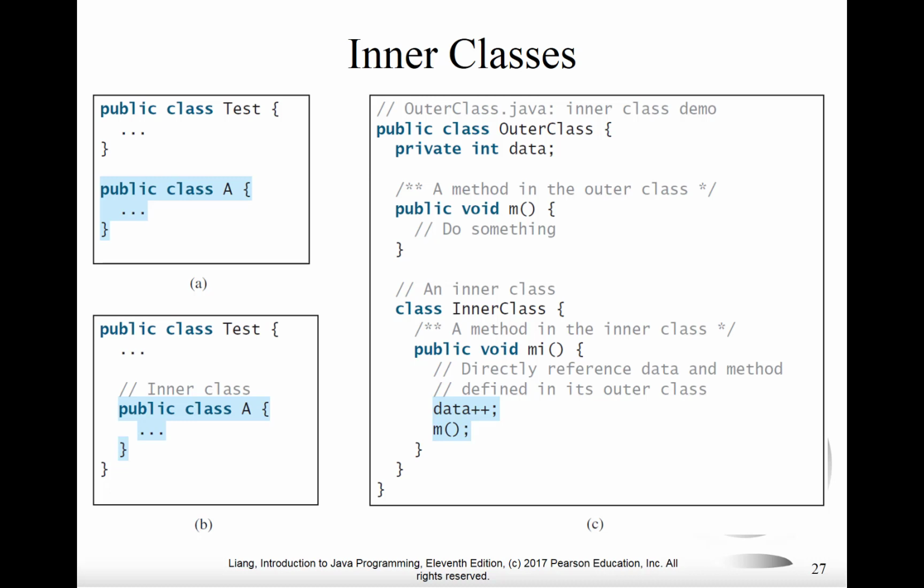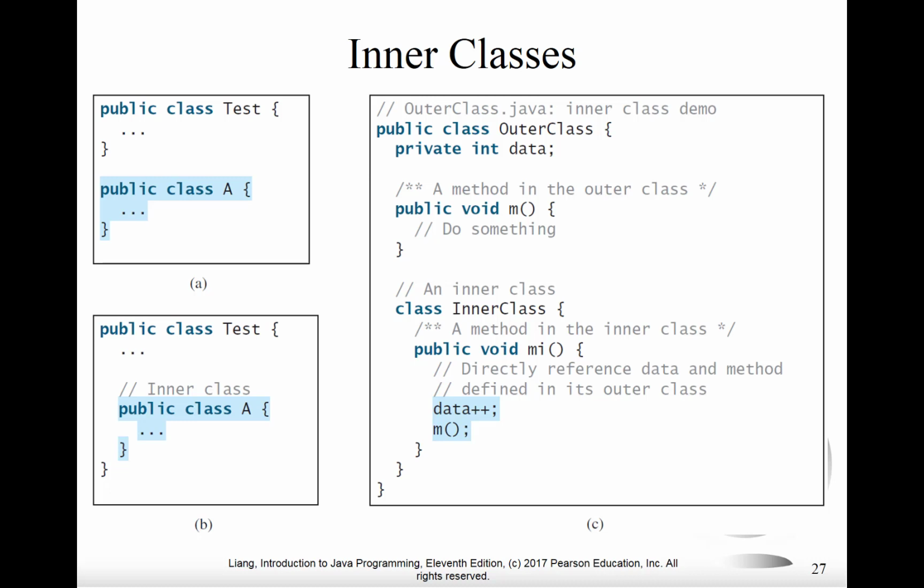First of all, take a look at the private data member at the top of outer class. We have private int data. Normally, that is not going to be accessible to other classes, but because this inner class is inside of this class, it has access to it.